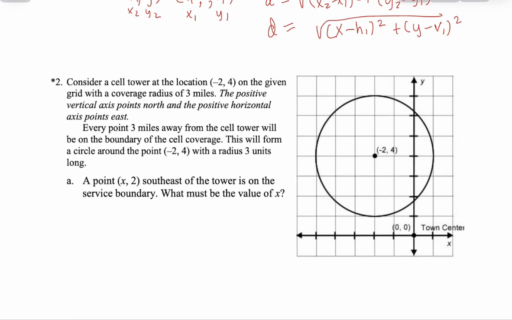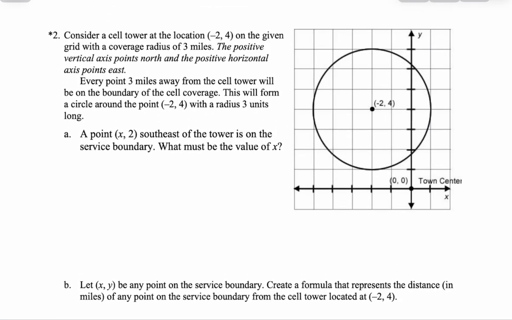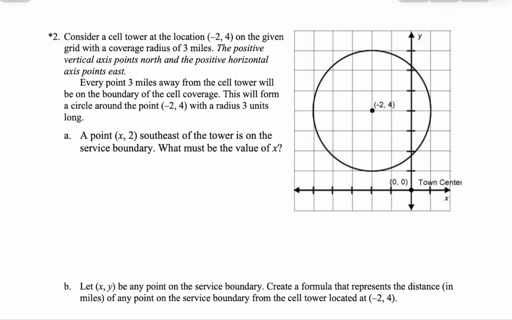Okay, so now we're looking at number 2. It says, consider a cell phone tower at the location -2, 4 on the given grid with a radius of 3. So let's just make a little marking here, just for reference. Let's mark that our radius is 3, which we can also consider the distance. Okay, so the distance from the center is always 3.